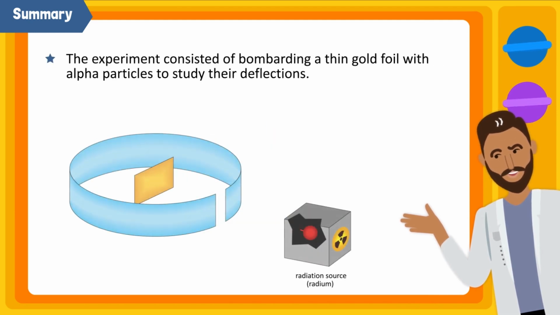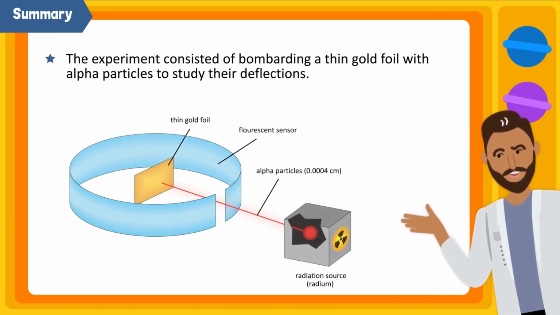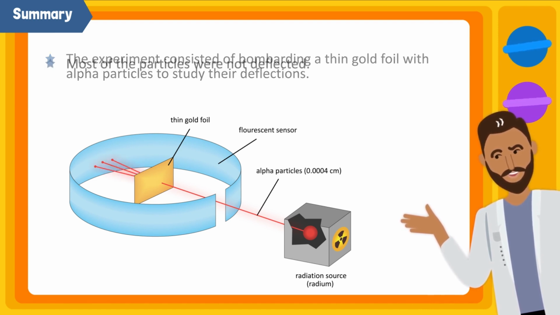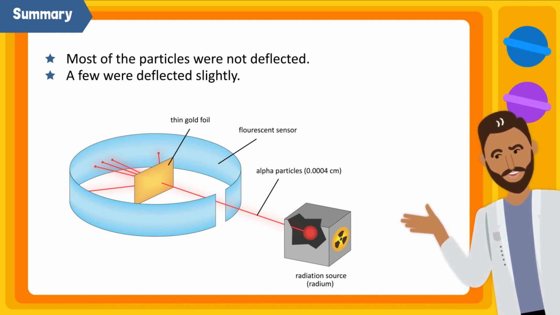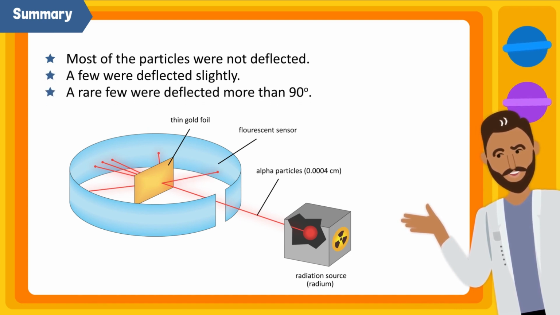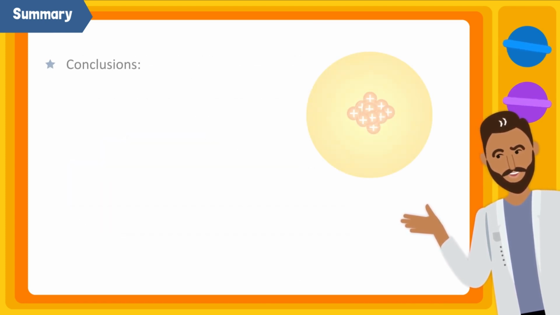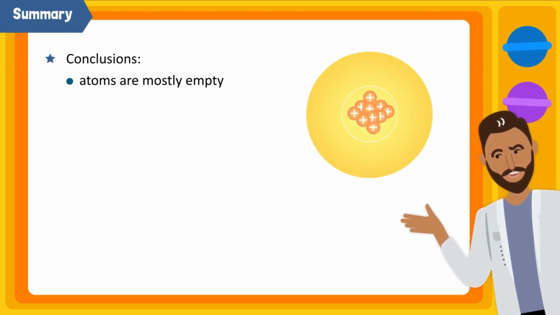The experiment consisted of bombarding a thin gold foil with alpha particles to study their deflections. Most of the particles were not deflected. A few were deflected slightly, and a very rare few particles were deflected at large angles of more than 90 degrees. This led to the conclusion that atoms are mostly empty.